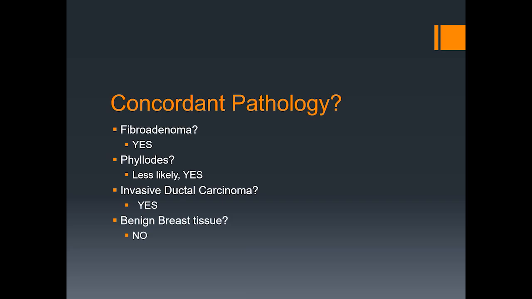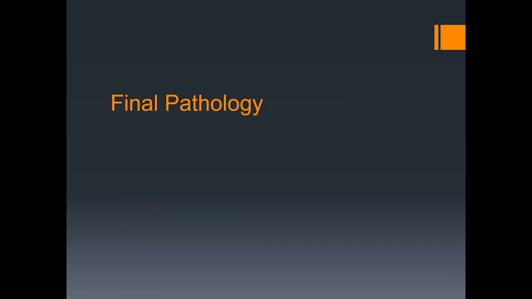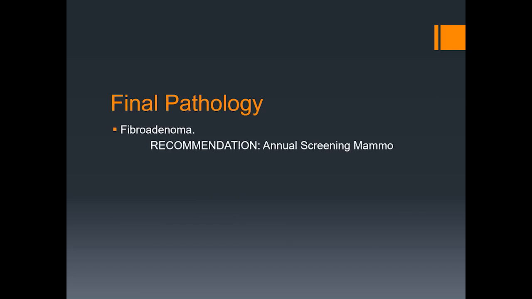The idea here is that if benign breast tissue came back, did you adequately sample the area? Were you accurate? Did you get enough samples? And where was your marker placement? The final pathology returned, not surprisingly, as a fibroadenoma with annual screening mammography.